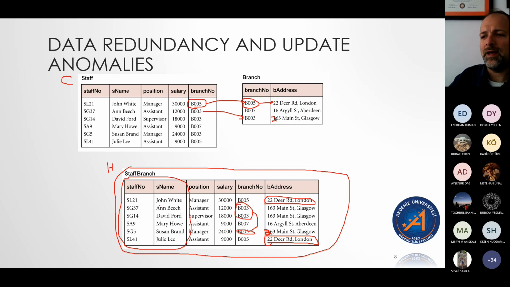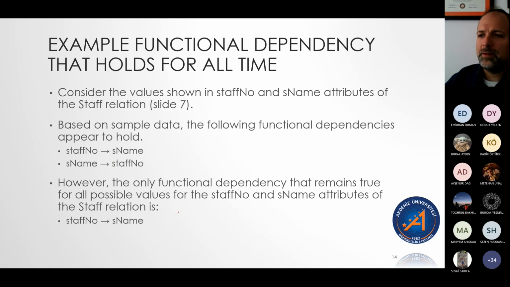Can I guarantee that John White will always refer to staff number SL21? Or is it possible that another John White could be hired and join our organization? So it's tempting to think that staff number determines name and staff name determines staff number, right? But the truth is, the more likely functional dependency that remains for all time is that staff number determines name.